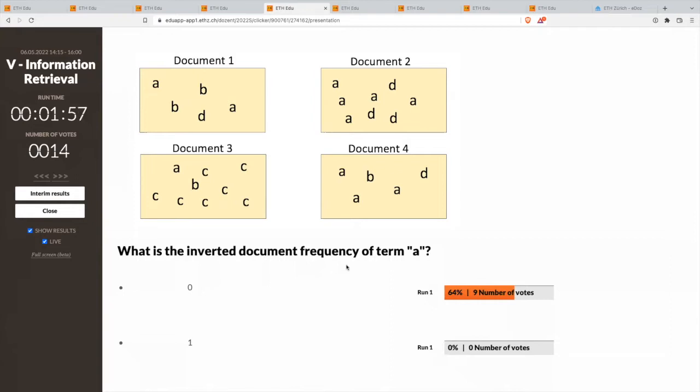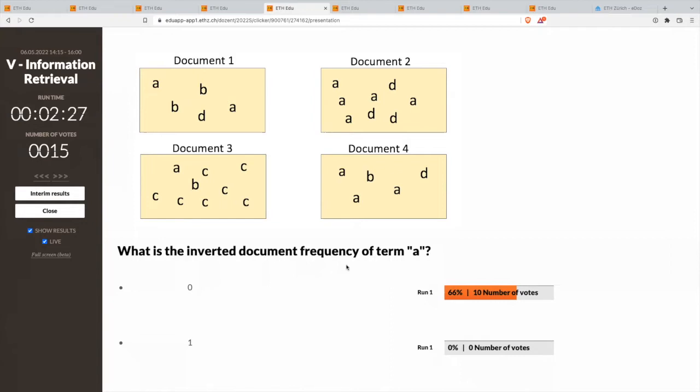All right. And then if we compute the inverted document frequency, what is the formula? Yes? Yeah, and that gives us 0, exactly. So the inverted document frequency is logarithm of the number of documents, that's 4, divided by the document frequency, that's 4. So the logarithm of 1, and that's 0. So this is why the answer is 0.